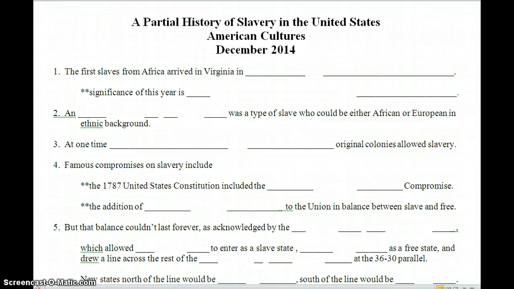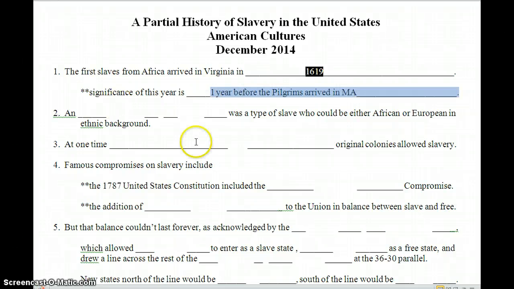The first slaves from Africa arrived in Virginia in 1619. That's, of course, a long time ago, almost 400 years ago, as we're coming up on the 400th anniversary. So why is that year significant? Well, let's put this into context.